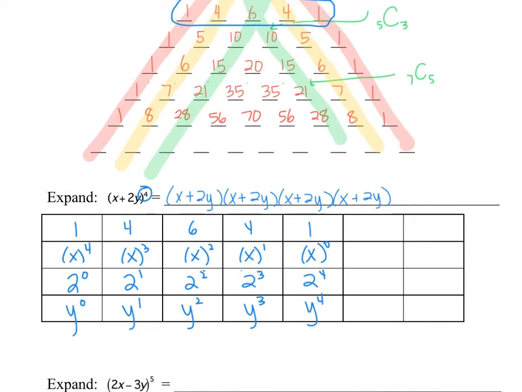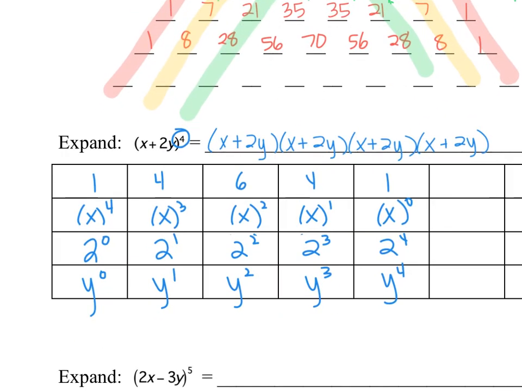And now you multiply the row down. So I'm going to take all of these numbers and multiply them together. So 1 times x to the 4th times 2 to the 0 times y to the 0. Remember, anything to the 0 is 1 automatically. So I'm going to multiply 1 times x to the 4th times 2 to the 0 times y to the 0. That gives me 1x to the 4th.